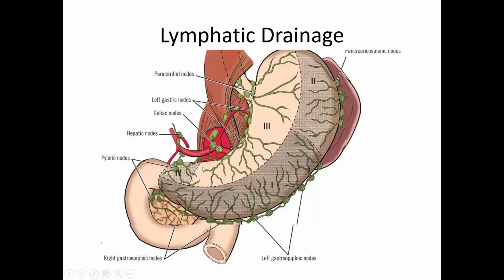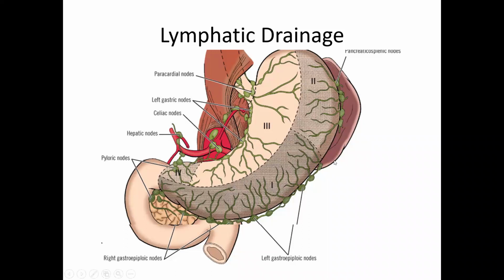From the lesser curvature, 2/3 of the region of the lesser curvature will enter directly into the celiac nodes because those areas are supplied by the gastric branch, which is a direct branch of celiac. And those in the region of the pylorus will drain into the hepatic nodes and from there into the celiac. So effectively, all parts of the stomach will finally drain into celiac.